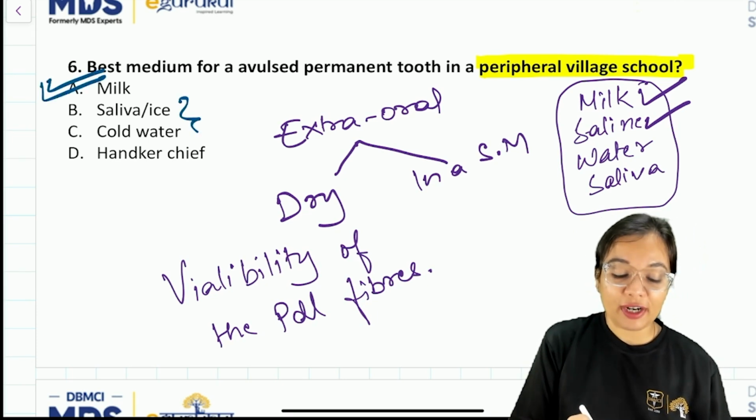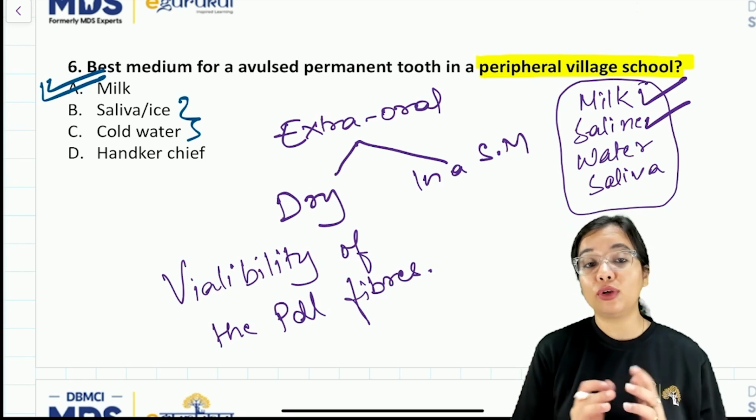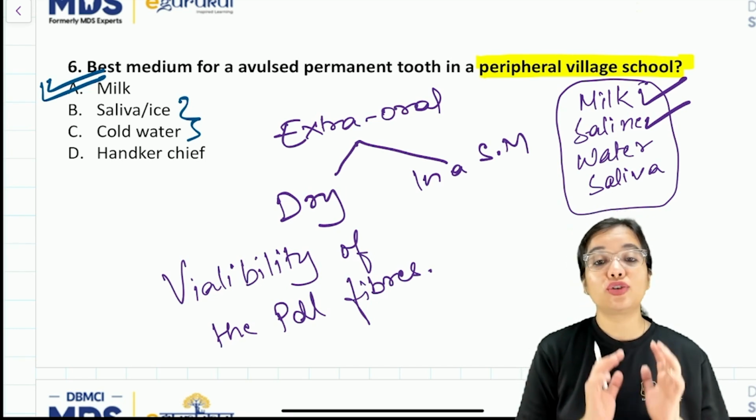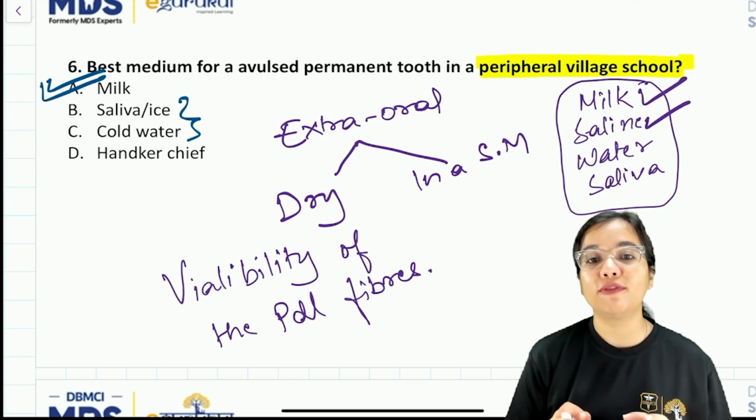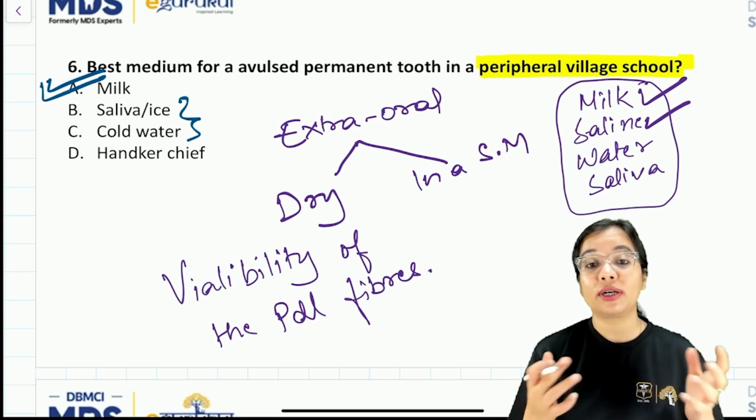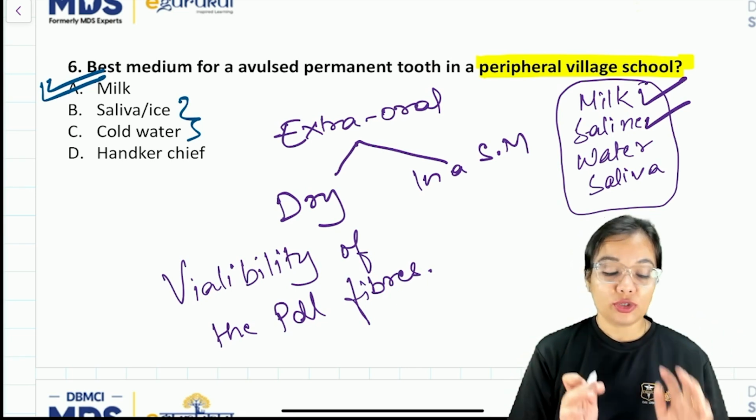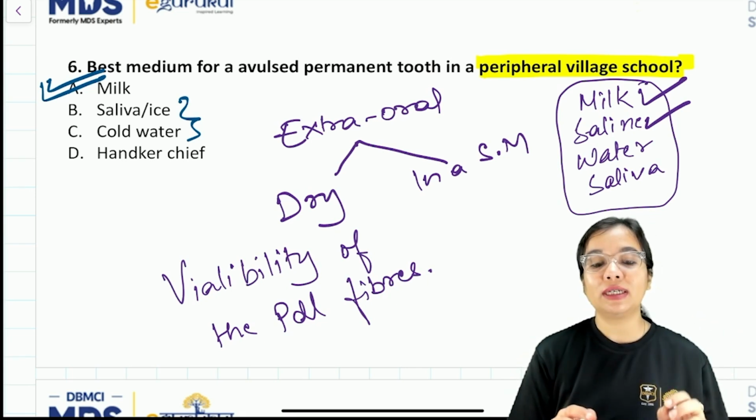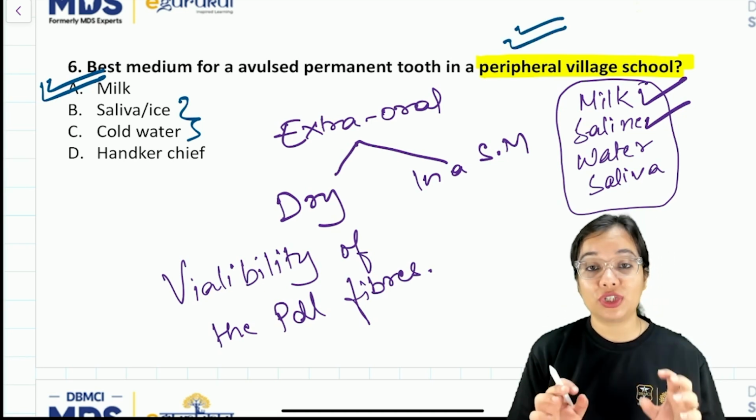Where will you go and find a refrigerator in a peripheral village school? You never know, you might not find ice or cold water, etc. And handkerchief is obviously not a great media for storage. It gives a lot of extraoral dry time. The viability of the PDL fibers is gone. So milk is the best answer considering they've given peripheral village school in the question.